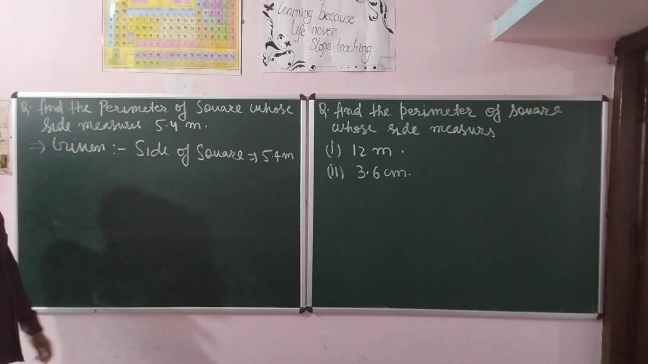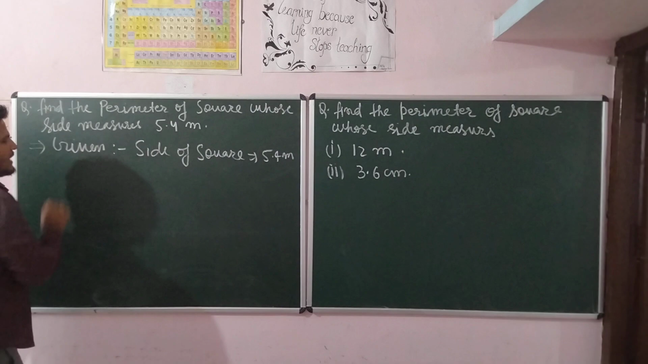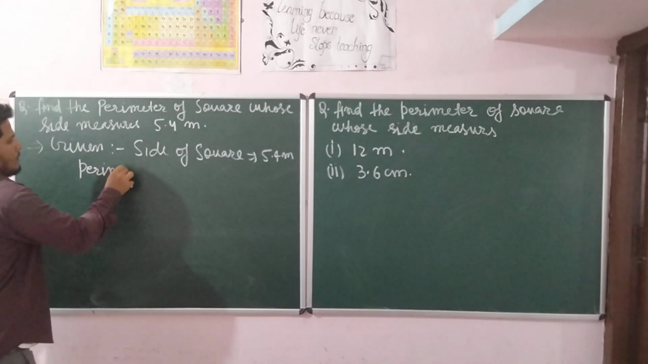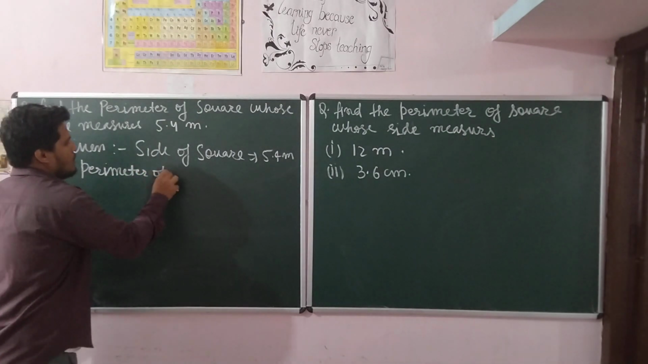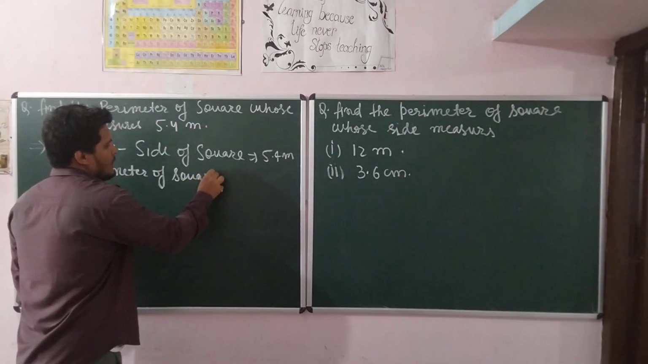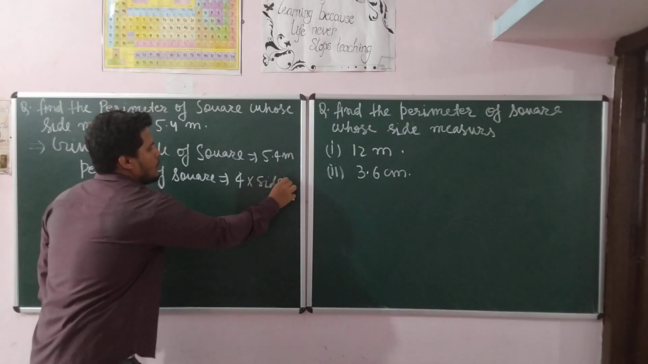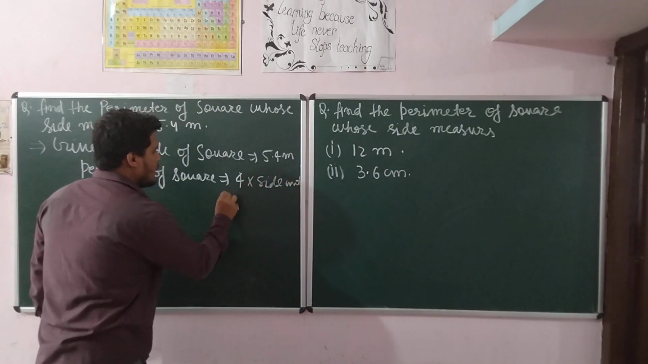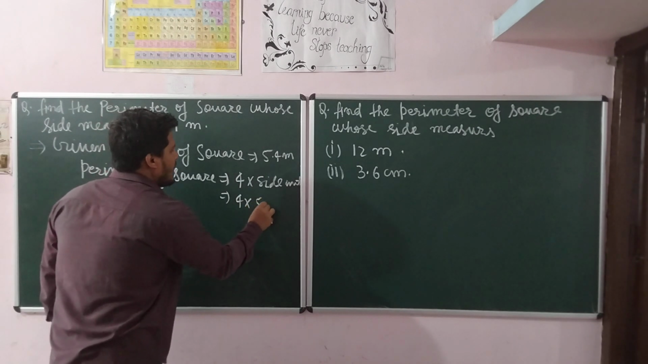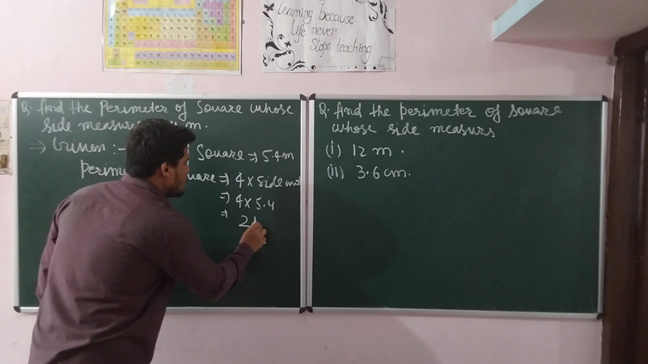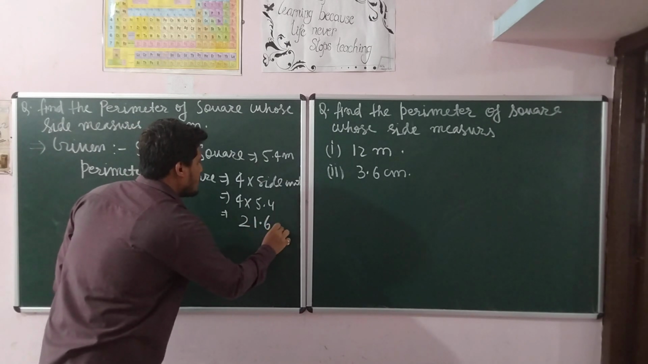Now what is the expression for finding the perimeter of a square? That is 4 into side. Okay. Perimeter of a square is equal to 4 into side unit. Now 4 into 5.4, it is 21.6 meters.